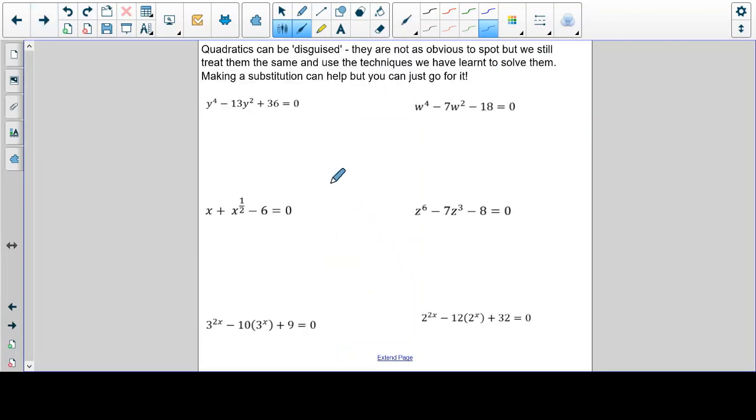So you may need to solve disguised quadratics. You can use a substitution, but sometimes it's easier just to go for it. So what I mean by using a substitution, we can see that this is a quadratic in y squared. So you may say, right, let's let y squared equal x, and then rewrite this as a quadratic in x. Solve that, put the y squared back in, and then work out what y has to be. Or you can just leave it as it is.